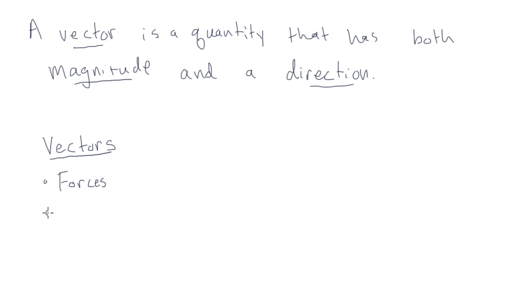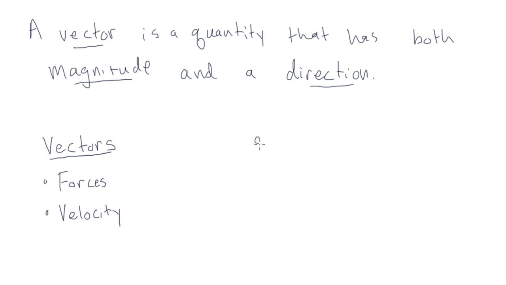Another example would be velocity. So if I get in my car or my bike, whatever, I can travel with a certain speed. That would be the magnitude of the velocity. But then I also have a direction, and my direction may change. So my velocity is going to change. And so that makes it a vector quantity because it has a magnitude and a direction.